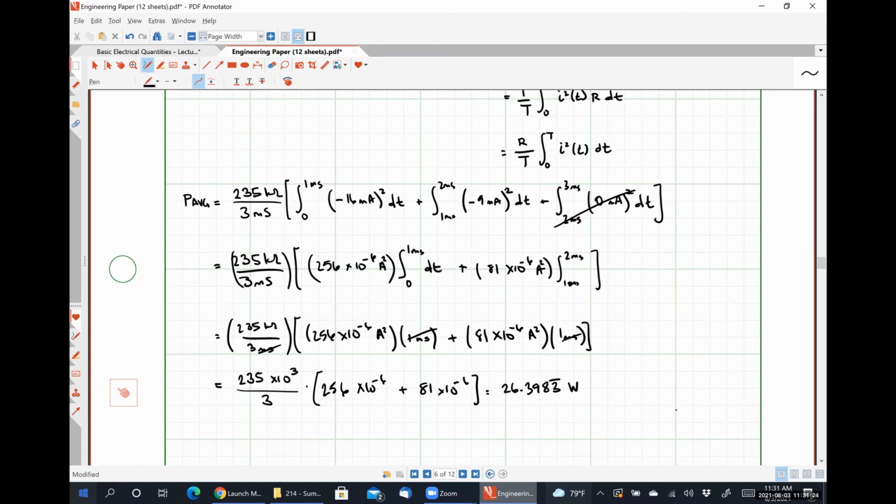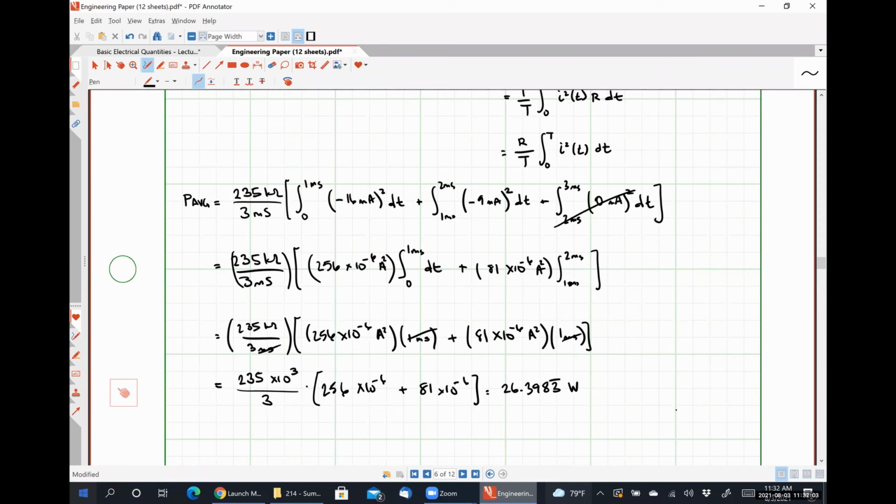Okay. So let me try doing what you're suggesting. So 235 times 10 to the 3 divided by 3 times 10 to the minus 3. Then we would have 256 times 10 to the minus 6. I figured out my problem. I left a parenthesis out. Oh, okay. Yeah, I didn't realize that 235 over 3 was divided or multiplied by the whole entire thing. Yes, it's multiplied by the whole thing there. Absolutely.